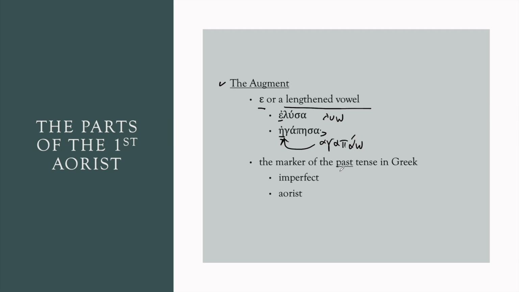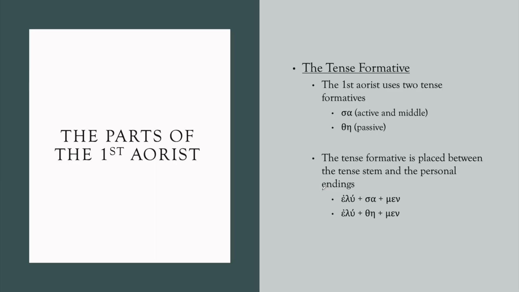So the augment is the marker of past time. We see it in the imperfect and we see it in the aorist. We don't see it in other forms. So that is the clear marker that you're dealing with a past tense. I want to talk about, again, the parts of the first aorist, and there's something I mentioned earlier called the tense formative. Okay, the first aorist uses two tense formatives, a sigma alpha for the active and the middle, and theta eta for the passive. Okay, and that tense formative is placed between the tense stem and the personal endings.